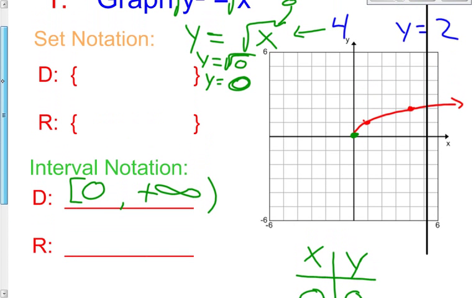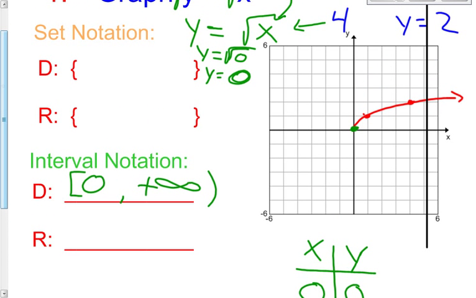Let's talk about my domain for set notation. It's everything from 0 to the right. From 0 all the way to the right is my x's. And all the way to the right is greater than. It's bigger. It's further to the right of 0. So we say x such that x is greater than or equal to 0.